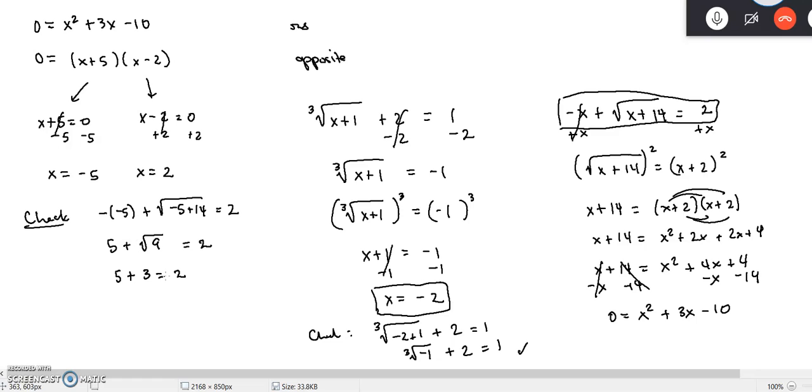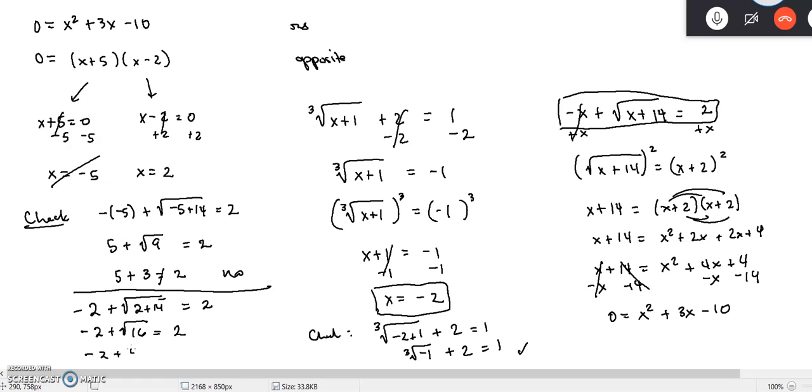Go back to the original equation and check. Those are not the same. That does not work, and I'm going to throw out that solution. Now let's check the other one. The other one better work. Negative 2 plus 2 plus 14 equals 2. So we've got negative 2 plus square root of 16. So negative 2 plus 4 equals 2, and that one does work, so we keep that solution.